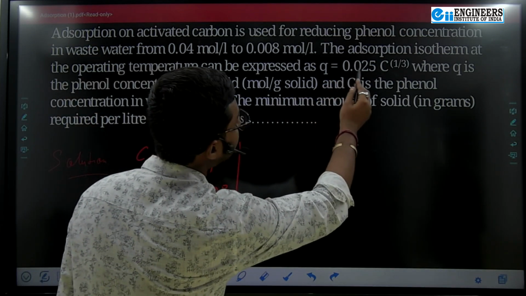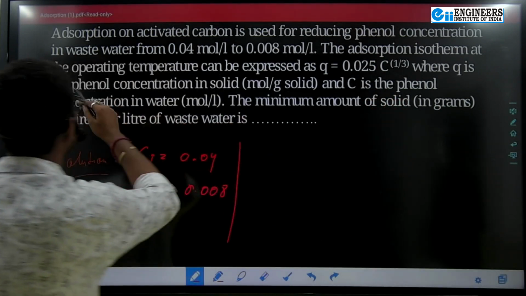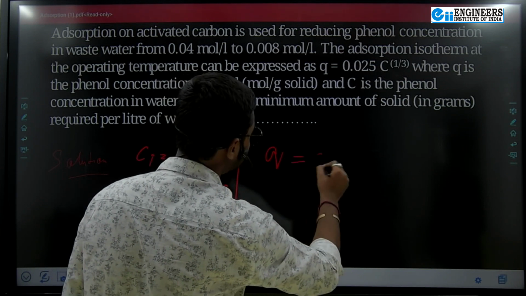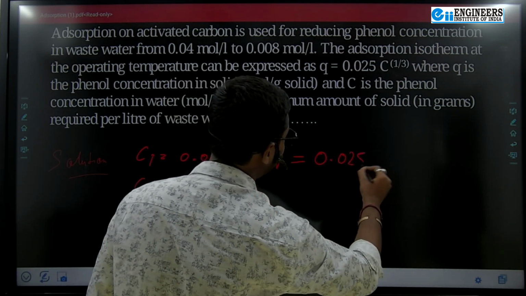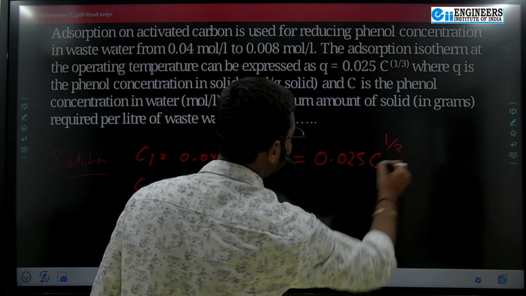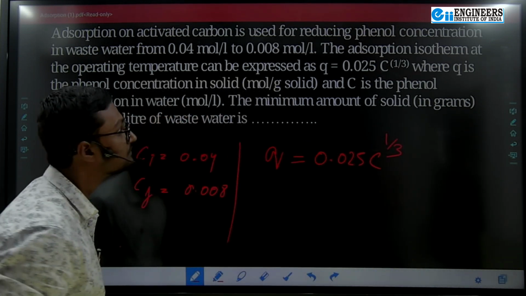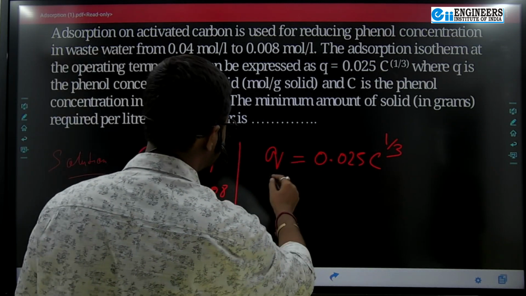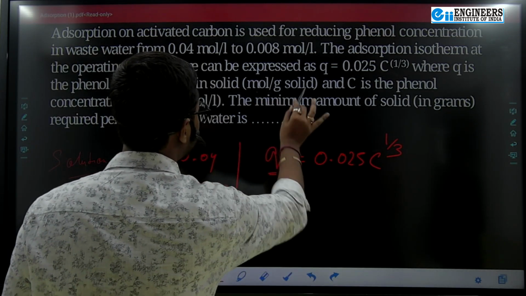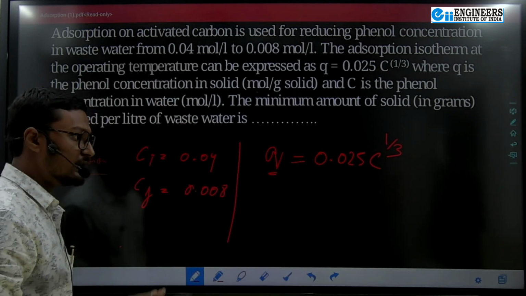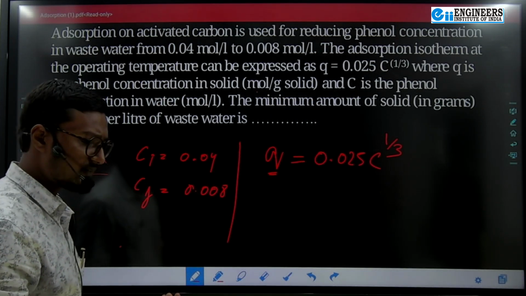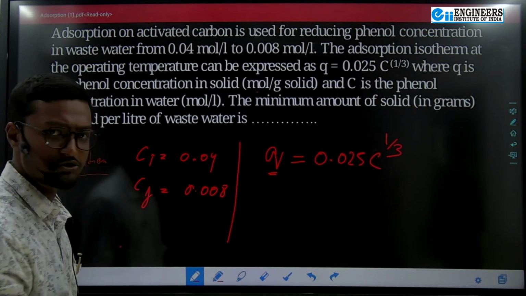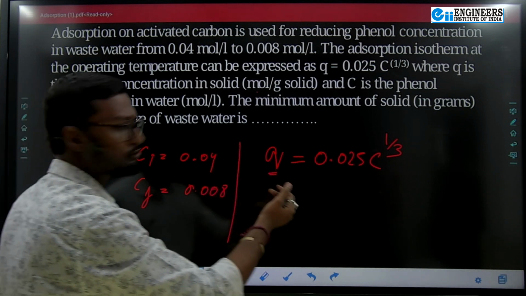What else is known? The adsorption isotherm at the operating temperature can be expressed as Q equals 0.025 C to the power 1 by 3. This is the adsorption isotherm, where Q is the phenol concentration in the solid, that is mole per gram of solid. Sometimes we can denote it by the kg of adsorbate adsorbed per kg of adsorbent, or we can do it by mole also.